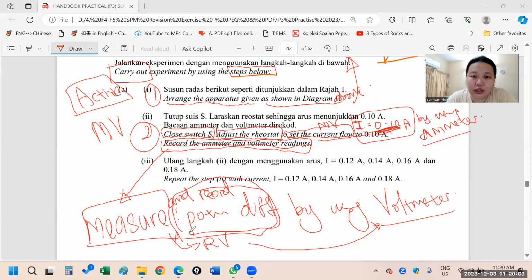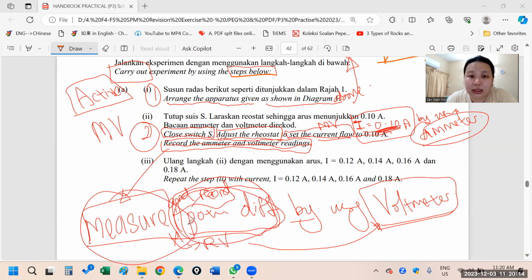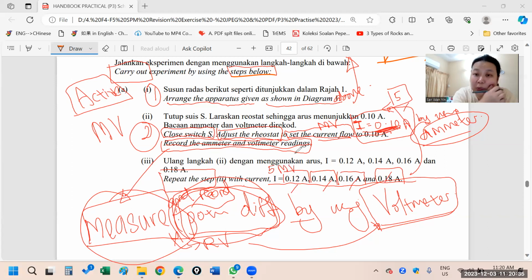Okay, measure and record potential difference by using voltmeter. What apparatus measure what? You must tell. Then repeat the step with current. You can see 1, 2, 3, 4, and originally 5. 1, 2, 3, 4, 5. So you must have at least 5 manipulated variables.